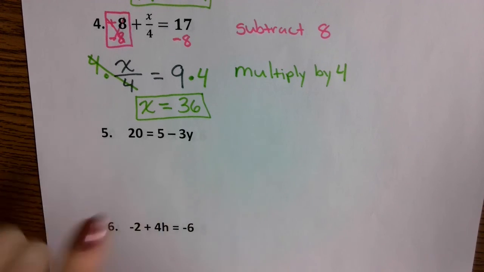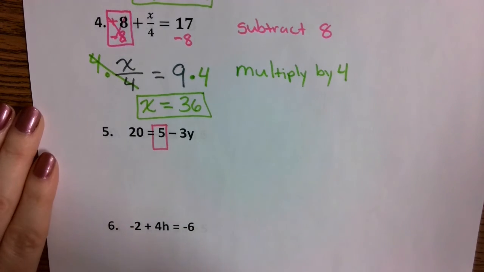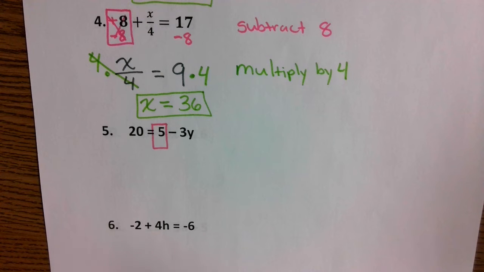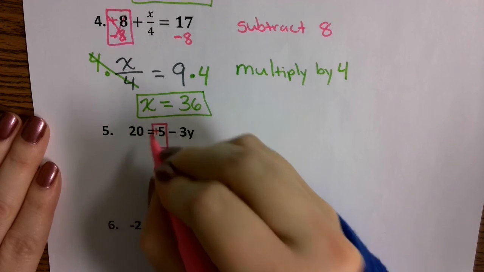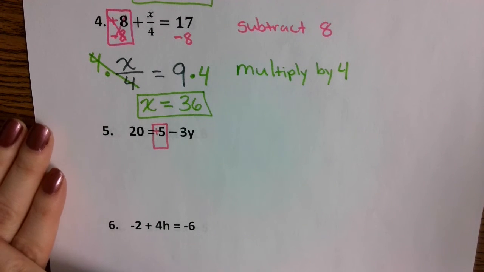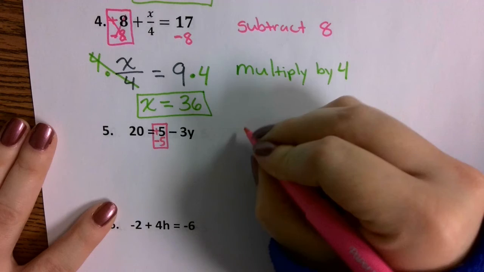So when we're focusing on getting rid of the constant, you have to focus on what sign is in front of the constant, what sign comes before the constant. And right now, that 5 is a positive 5. So I'm going to put a little plus sign in front of it. So the only way that I can get rid of that 5 is to subtract 5 from both sides.